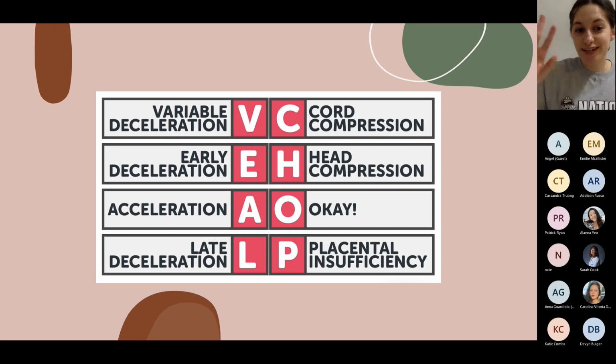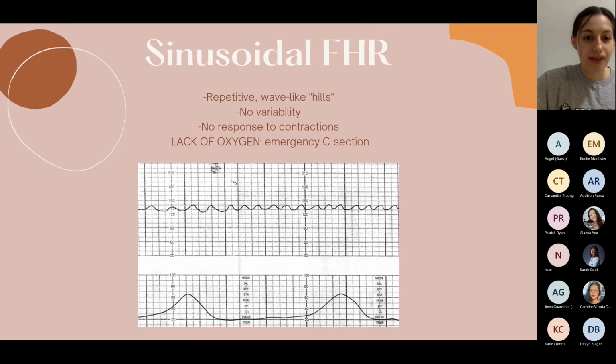All right, so I know you guys know VEAL CHOP, but it works. So definitely something to remember. Variable decelerations are going to be cord compression, early decelerations, head compression, acceleration, okay, good thing. Late deceleration, placental insufficiency. So if that helps you remember it, it definitely helped me. So that's there for you guys.